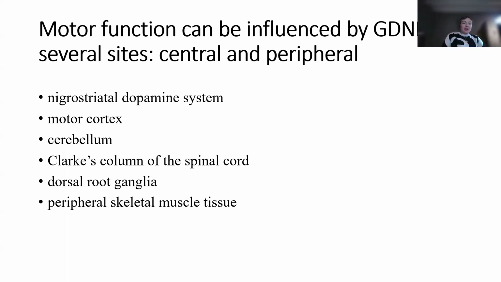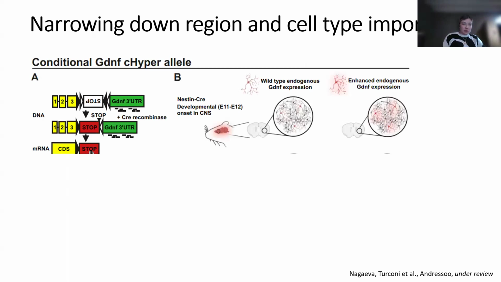So where exactly? Basically, this paper, which I'm presenting today, was trying to narrow down the place where this GDNF upregulation is important for motor learning. And for that, we used different genetic approaches. We developed this conditional GDNF hypermorph allele called C-hyper, which helps to control the GDNF upregulation in time and in cell type. So basically this mouse can be crossed with any Cre mouse line.